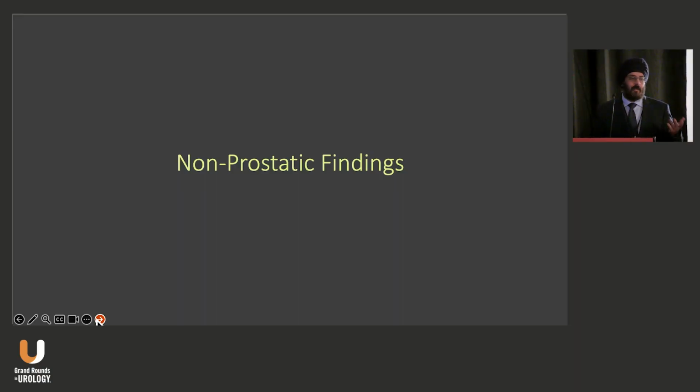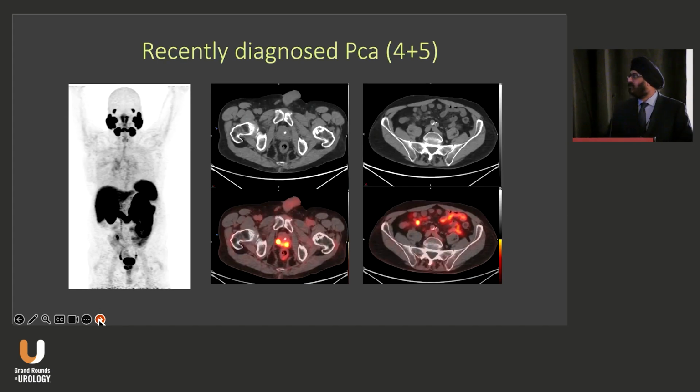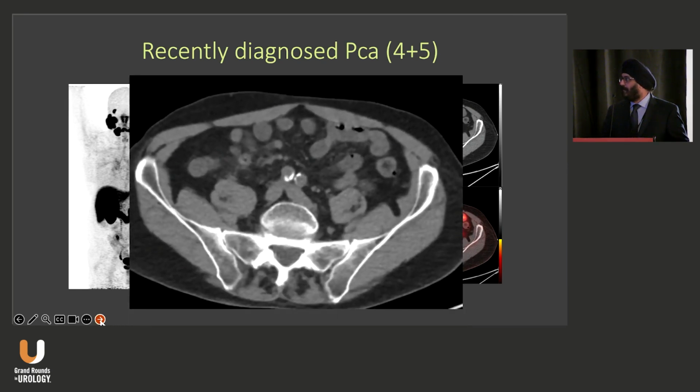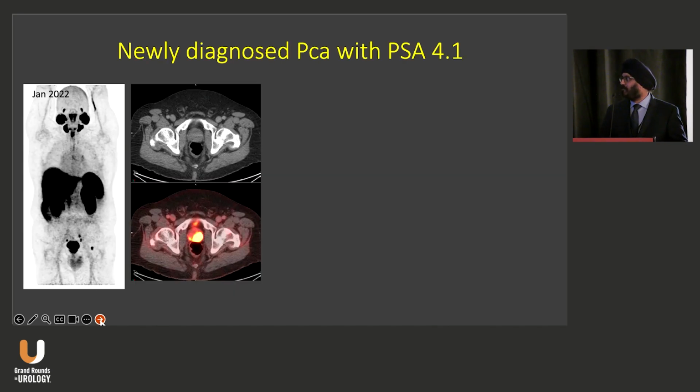So starting out with non-prostatic findings on a PSMA scan, what can you see? This patient had recently diagnosed prostate cancer, Gleason 4+5. You can see a lot of positivity in the prostate, and then there's this lesion in the mesentery. So what is that? And you can see in CT there is something there. In this patient, this was appendicitis, which was undiagnosed before the PSMA PET scan. That will look very bright because of the inflammation.